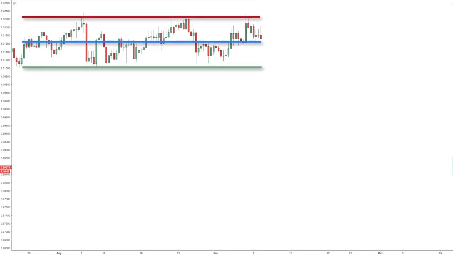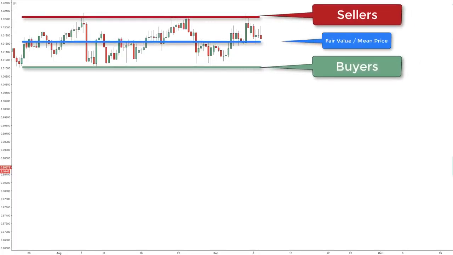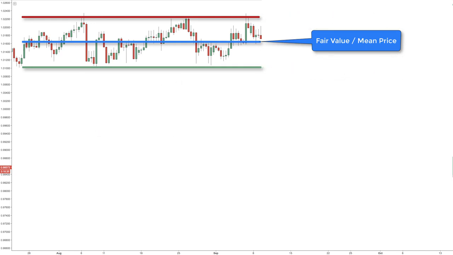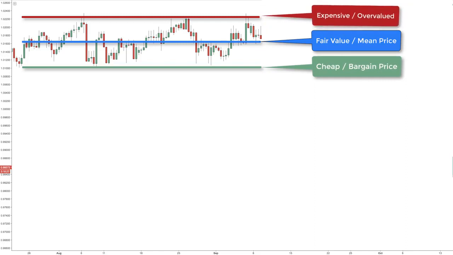Looking at the price chart, we can see that buyers and sellers are in agreement of the value of this currency pair. Ranging or sideways markets can also be described as a value area. The average or mean price is also known as fair value. Anything below fair value could be considered cheap, and anything above fair value could be considered expensive. As long as traders agree that fundamentally the two currencies should be at this value area, then price will continue to move sideways.